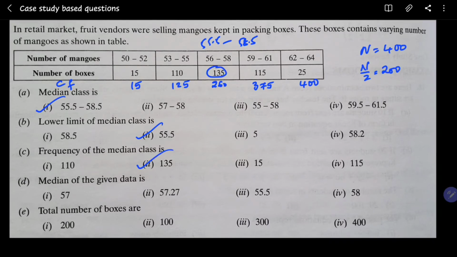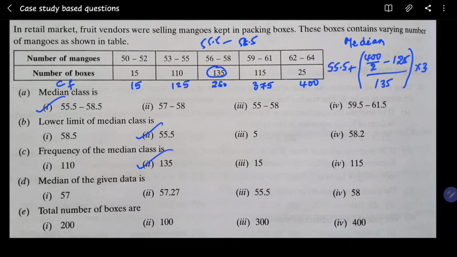And question D is about what is the median of the given data. For finding the median, you can see the formula on the screen, where L is the lower limit of the median class, N is the total frequency, CF is the cumulative frequency just above the median class, F is the frequency of the median class, and H is nothing but the size of the class. So let us substitute all the values in the formula, then we'll be getting the second option as the correct answer. Final question for this problem is the total number of boxes. It is nothing but the cumulative frequency finally. So it is 400. Option 4 is the correct answer.